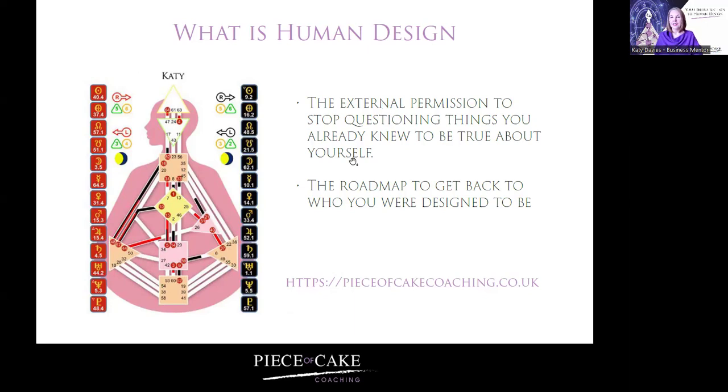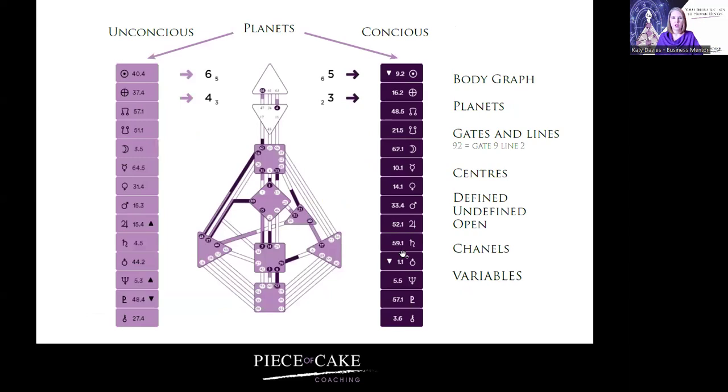So just as a little reminder from the what-is-human-design section, for me, human design is the external permission to stop questioning things you already knew about yourself to be true. And it is a roadmap to help get you back to who you were designed to be. And if you haven't got your chart yet, or you skipped that section somehow, you can go to my website, Piece of Cake Coaching, and get the chart.